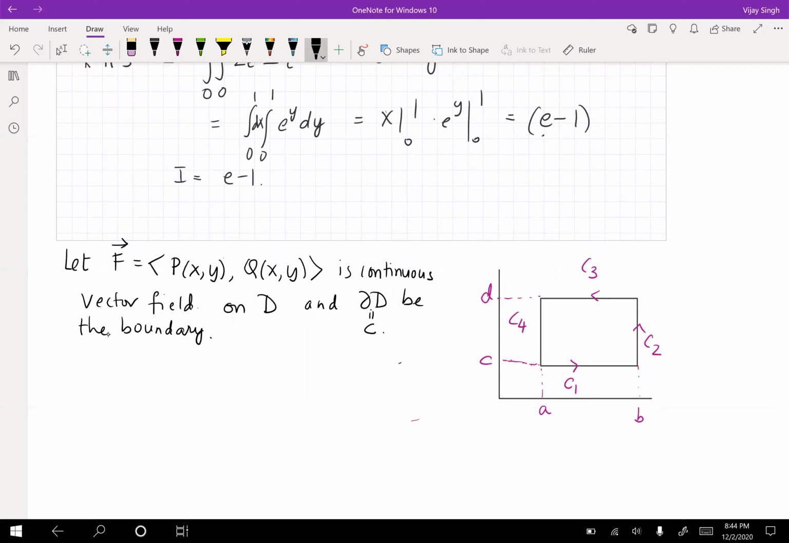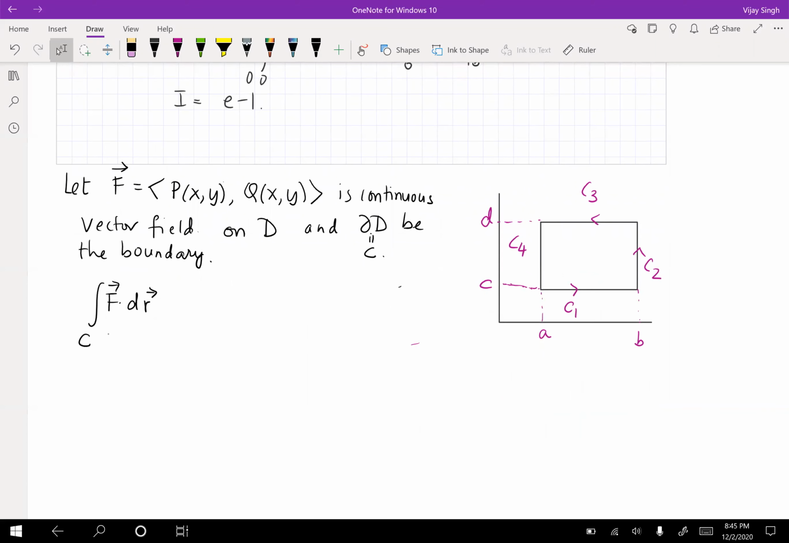So what we'll do is we will compute the integral on curve C of F dot dr. Now the way we are going to go about it is we are going to parameterize each of C1, C2, C3. So the integral over C1 of F dot dr, plus C2 of F dot dr, plus C3 of F dot dr, plus C4 of F dot dr.